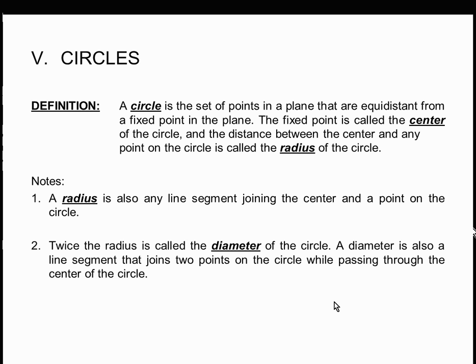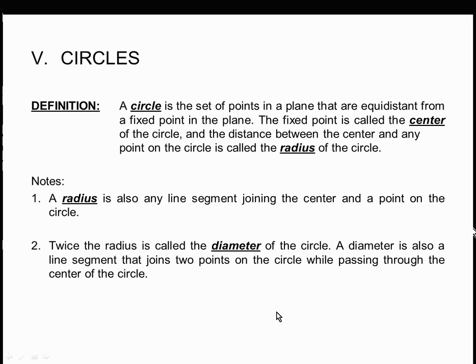Number two, twice the radius is called the diameter of the circle. A diameter is also a line segment that joins 2 points on the circle while passing through the center of the circle. Now any line segment that connects 2 points on a circle is called a chord. So it's kind of like the diameter is the longest chord.